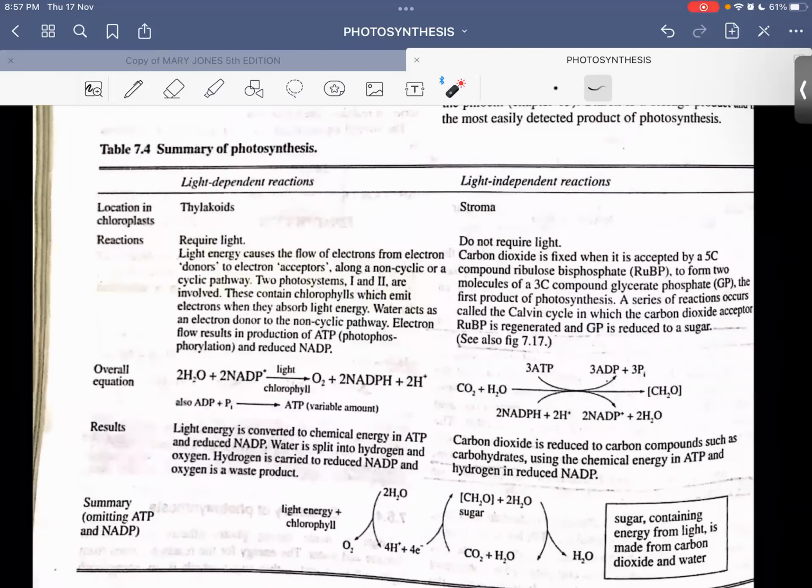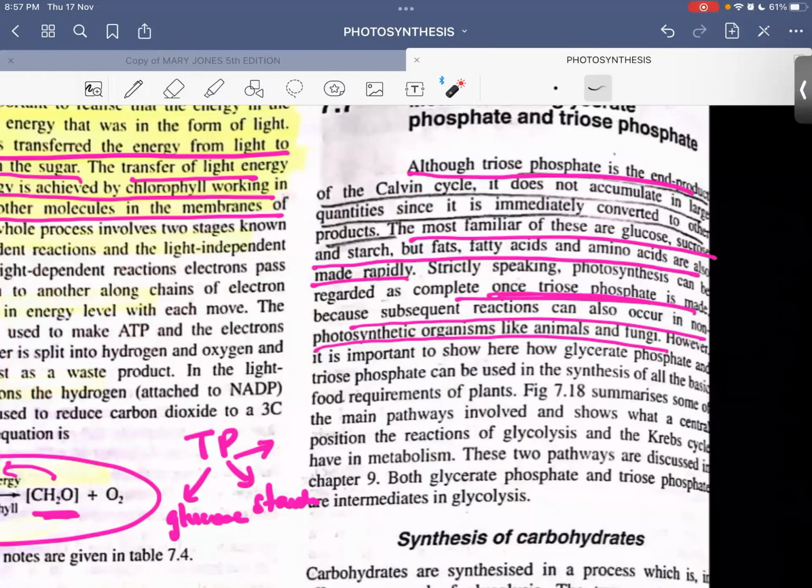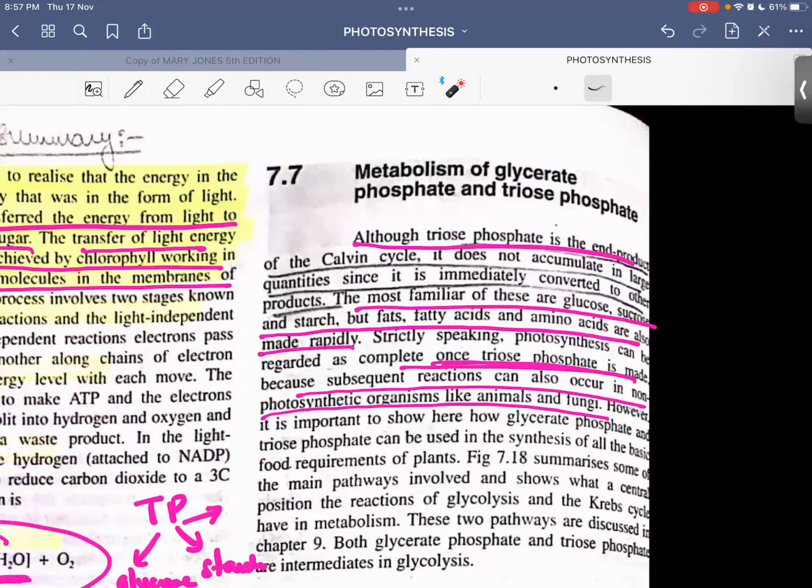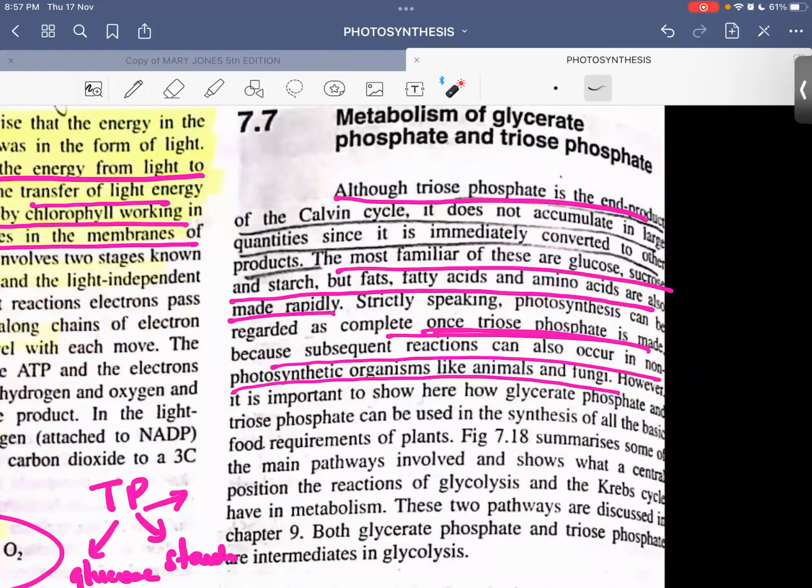The thing I want to do with you right now is think about what is going to happen. When we say that photosynthesis is the synthesis of glucose, we haven't actually made glucose, we have made triose phosphate, okay? So why is that so?